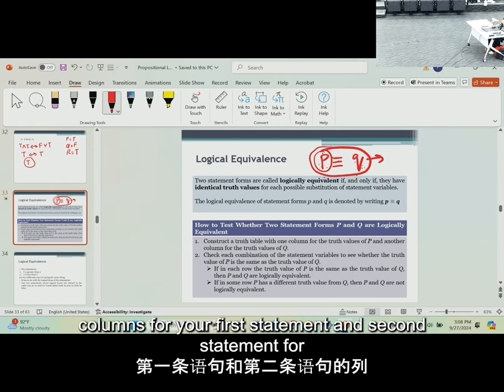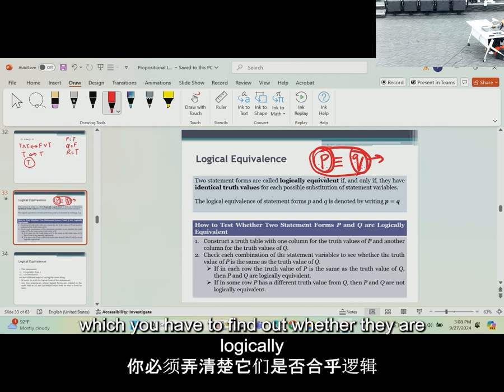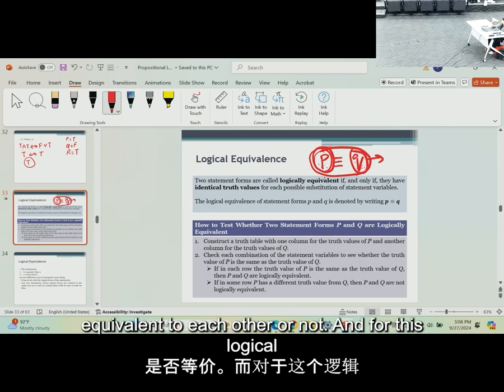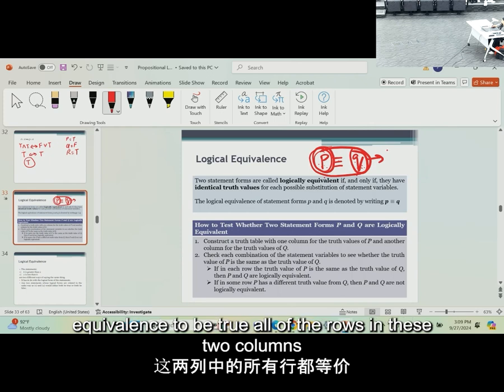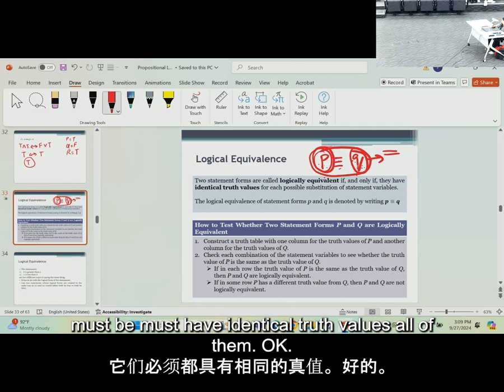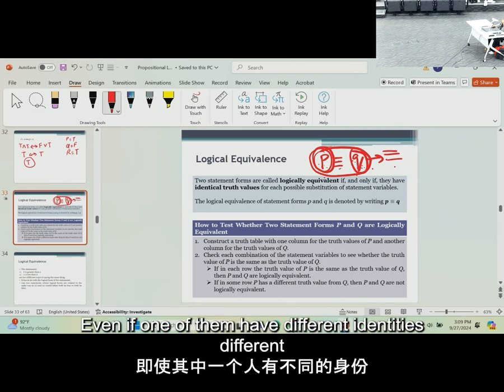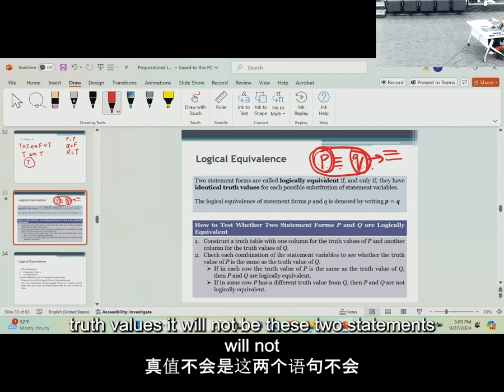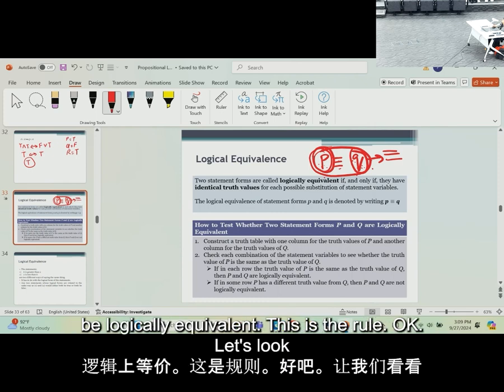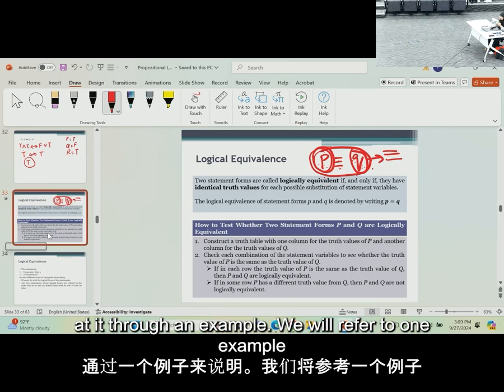Then you will look at the columns for your first statement and second statement, for which you have to find out whether they are logically equivalent to each other or not. And for this logical equivalence to be true, all of the rows in these 2 columns must have identical truth values, all of them. Okay? Even if one of them has a different truth value, these 2 statements will not be logically equivalent. This is the rule. Let's look at it through an example.